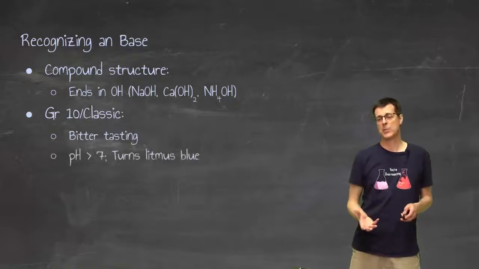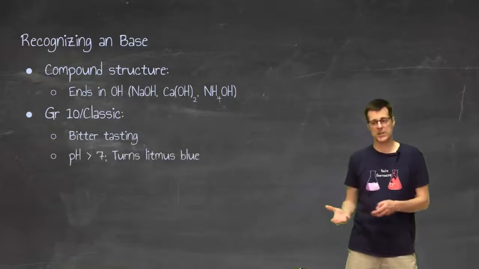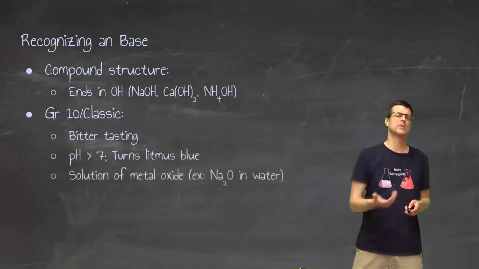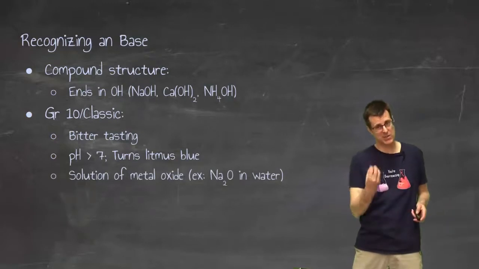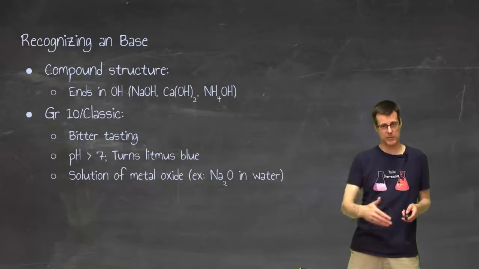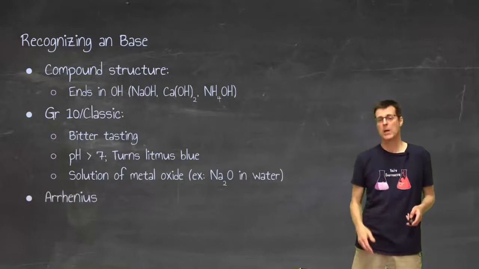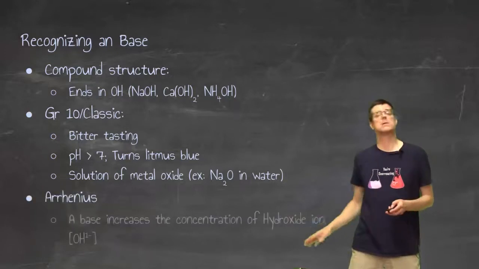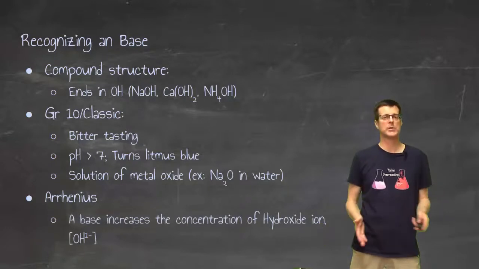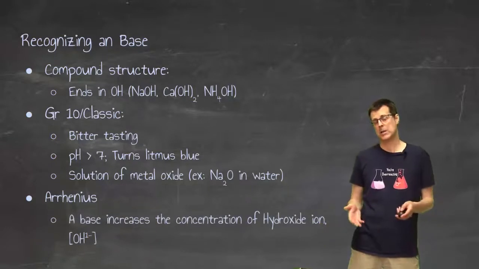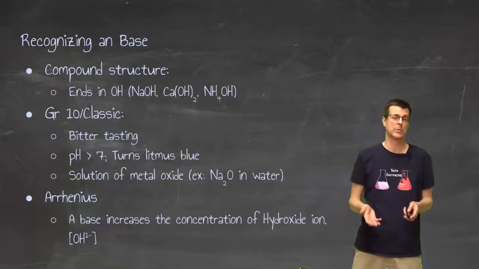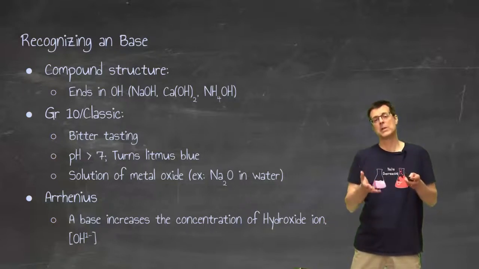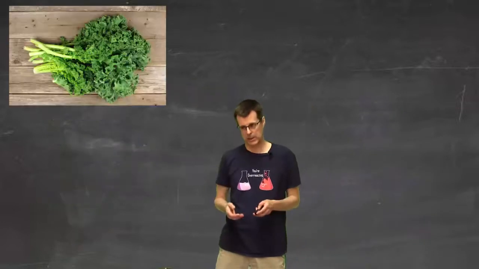You may have said that bases had things like a bitter taste. You may have said that bases had a pH of greater than 7. And you may have learned that bases come from metal hydroxides. So you take sodium oxide, dissolve it into water, and you'll get sodium hydroxide. And Arrhenius said something about bases, that bases were compounds that increase the concentration of hydroxide ion in water. And there again, square brackets around OH with a 1- ion charge means concentration of hydroxide ion.